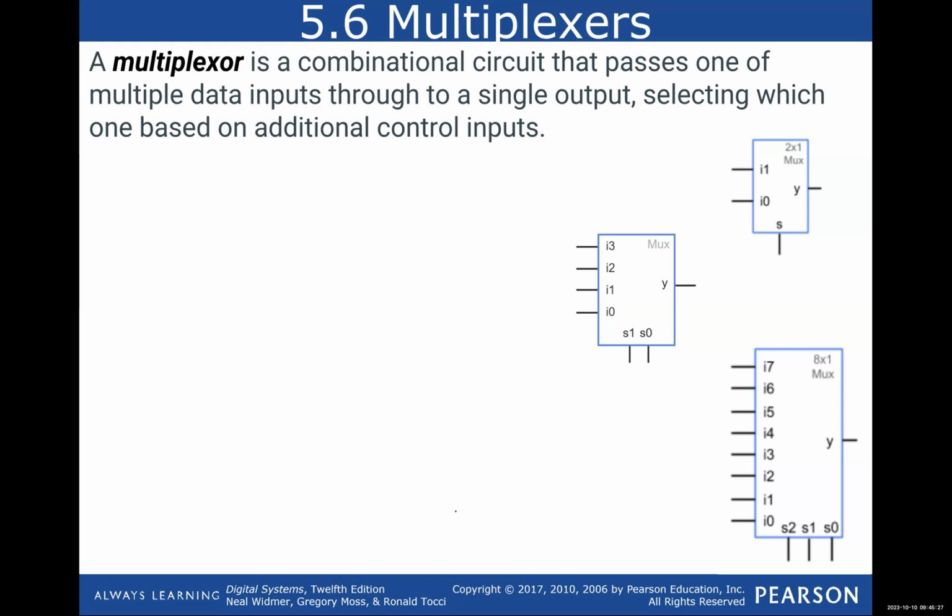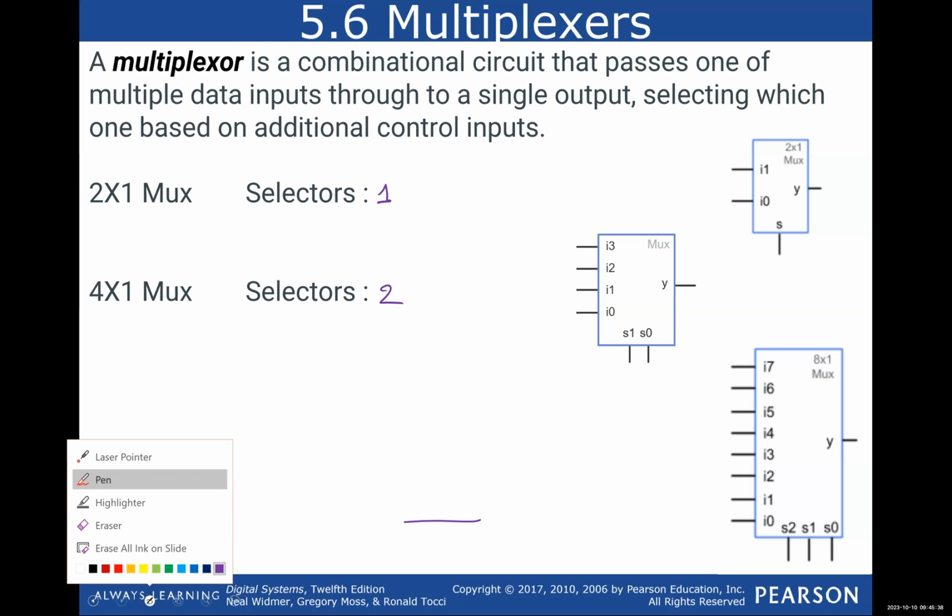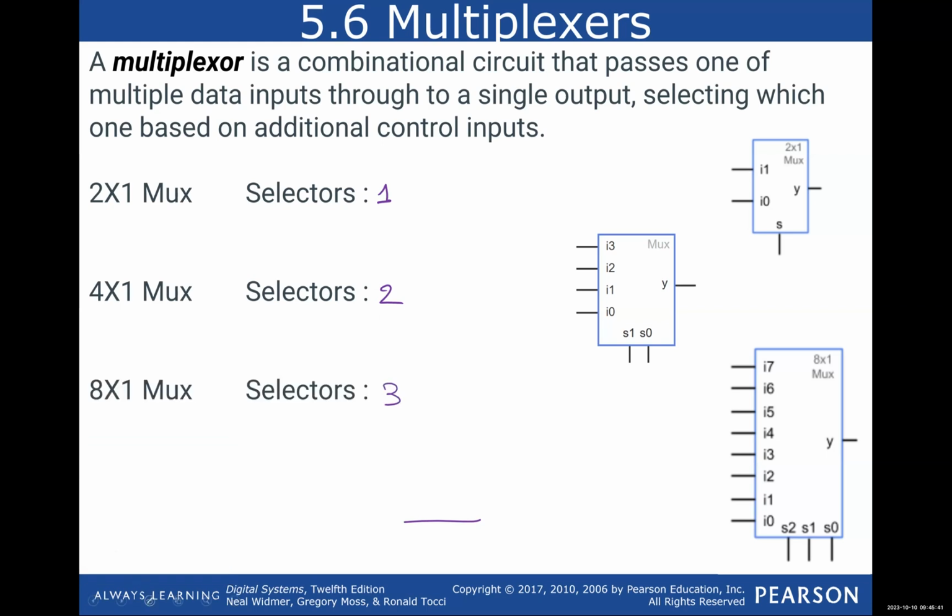Okay. Now for the selectors, we said that for a 2 to 1 multiplexer, I have only one selector. For a 4 to 1 multiplexer, we have 2 selectors. For an 8 to 1 multiplexer, we have 3. So can we come up with a rule here? If you have an n to 1 multiplexer, what is the number of the selectors? It's log n. So let me just make this easier for you and just say this is 2 to the power of n. So if this is 2 to the power of n, this will be n, okay? And if this is n, this is just going to be log n.